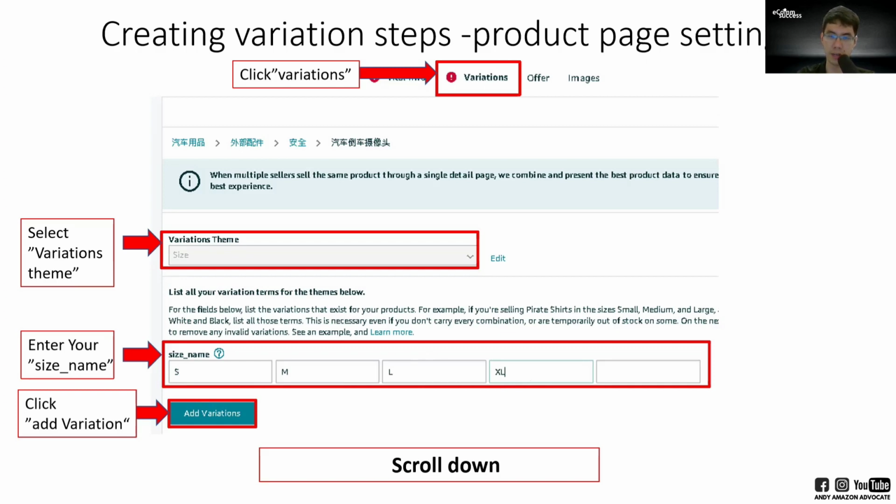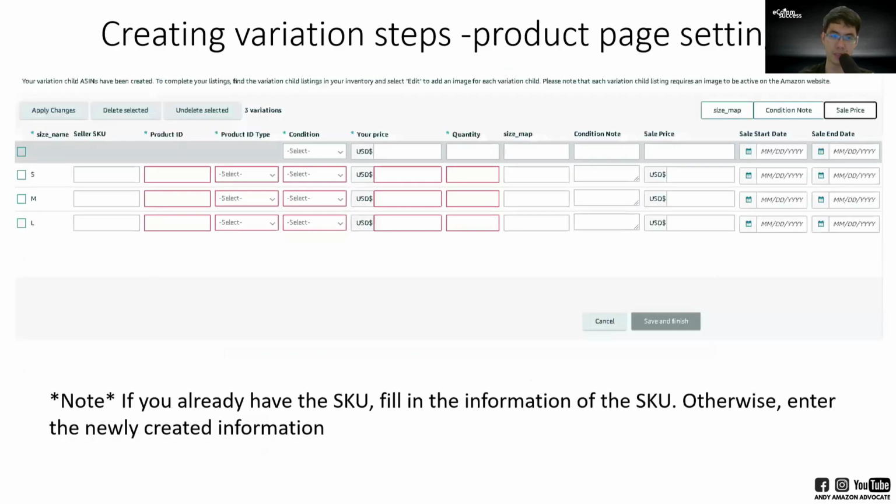After you add variation, you scroll down and you will see this. Over here, you actually have to fill in all of the information. Let's say you want to do variation for 3 sizes, like S, M, L: small, medium, large. Let's say you already have an SKU for small and medium, and this is the large one.